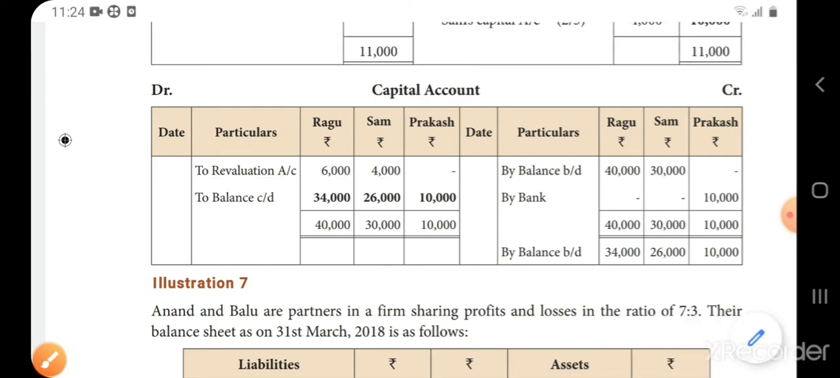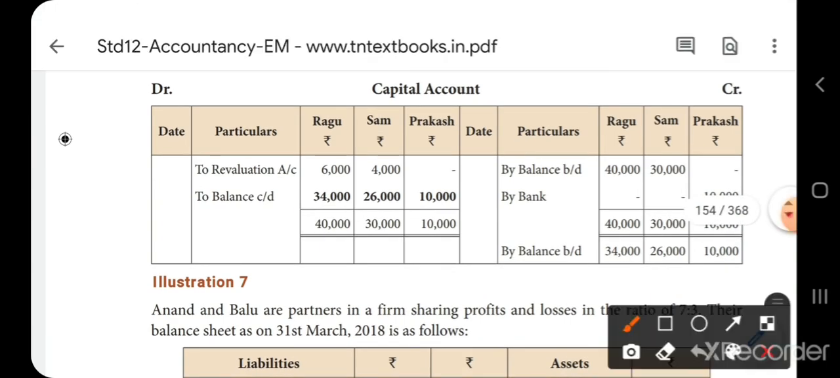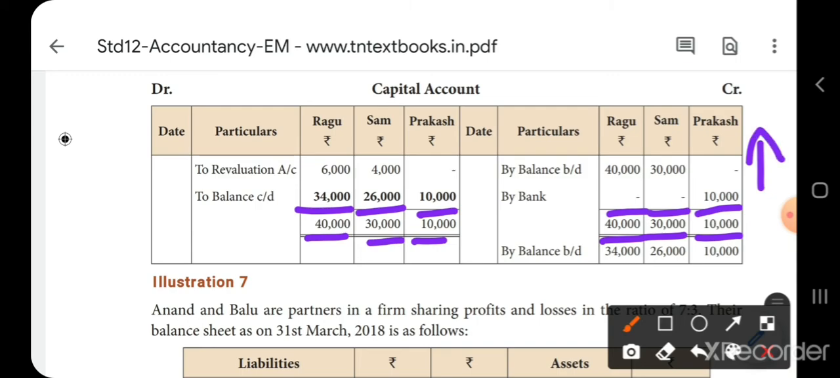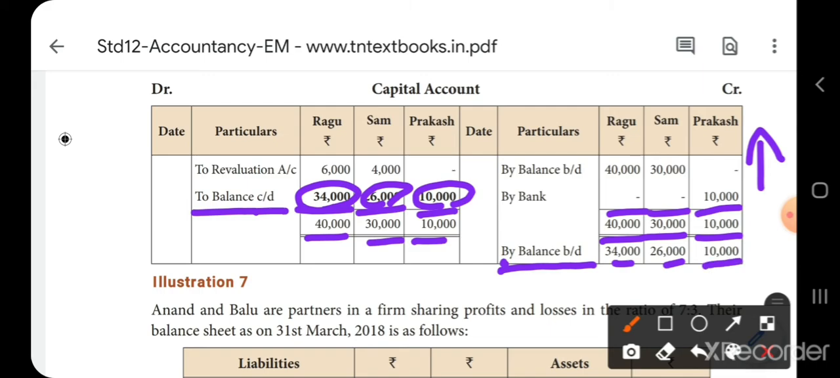Now tally both the sides for all the partners. In this case, the credit side is more than the debit side. So you will get the balancing figure on the debit side. You will write this as to balance carried down, and it is brought forward to the next month beginning. So you will write by balance brought down the same amount, 34,000, 26,000 and 10,000.